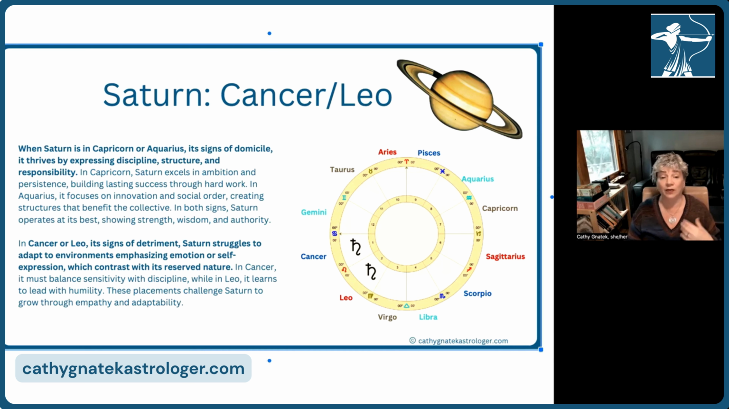In Cancer or Leo, the signs of its detriment, Saturn struggles to adapt to environments emphasizing emotion, Cancer, or self expression, Leo, and those contrast with its more reserved nature. In Cancer, it must balance sensitivity with discipline, while in Leo, it learns to lead with humility, the opposite of Leo, which is just like, hey, I'm going to own myself. I'm going to be on stage and I'm going to lead everyone, and people will follow. It loses a little bit of that natural sense of everybody's going to follow and needs to maybe defer to the collective a little more in its leadership style. So that's the last. We think we covered them all.